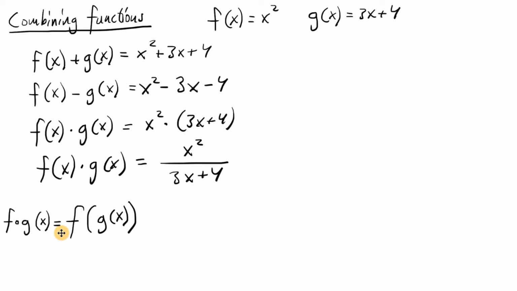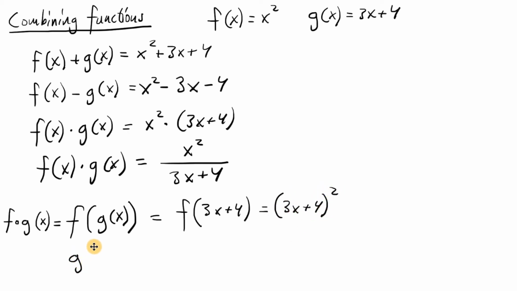That's just another way of writing this. For these two functions we will have that g of x is equal to 3x plus 4. So now you should put this in the place of x in the other function. Then you will get this.